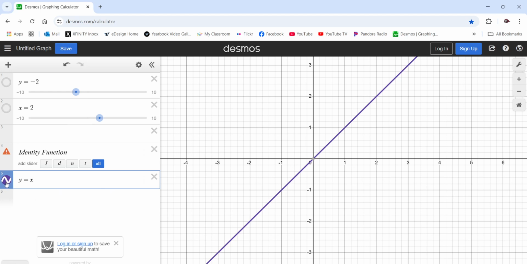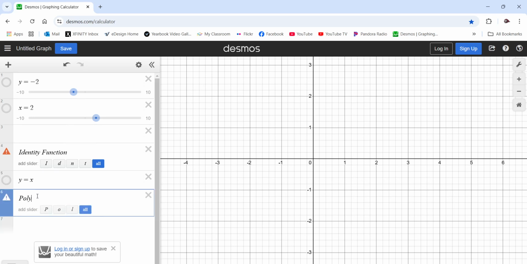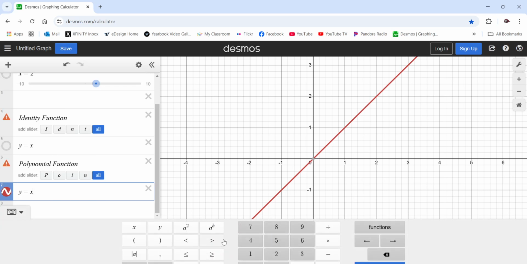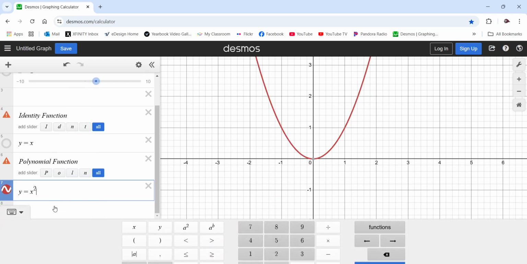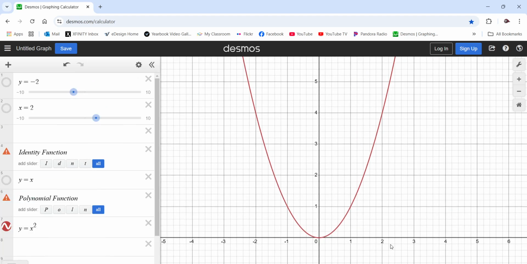Now, we just finished talking about this, so let's put this down. This is a polynomial function. All right? And it looks like this. We've talked about it a little bit at the beginning. Oops, I got to use this. I don't know how to do a square without this thing. So y equals x squared. All right, so there is y equals x squared.